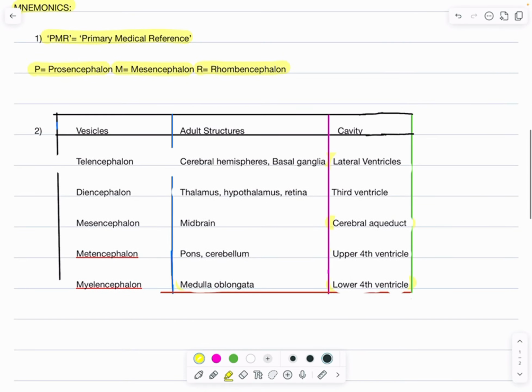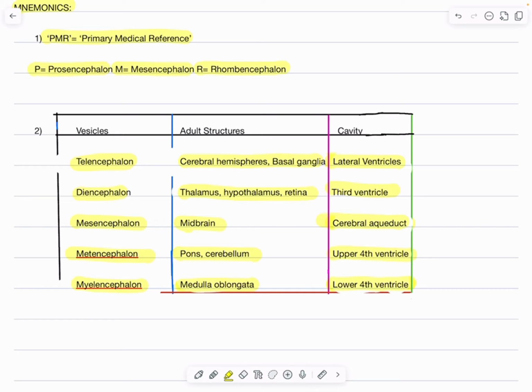So there is this review table. In the review table, there are the vesicles. The telencephalon gives the cerebral hemispheres and basal ganglia, and the cavity is the lateral ventricles. The diencephalon gives the thalamus, hypothalamus, and retina, and has the third ventricle cavity. The mesencephalon, midbrain, has the cerebral aqueduct cavity. The metencephalon gives the pons and cerebellum, with the upper fourth ventricle cavity. And the myelencephalon gives the medulla oblongata, with the cavity of the lower fourth ventricle.